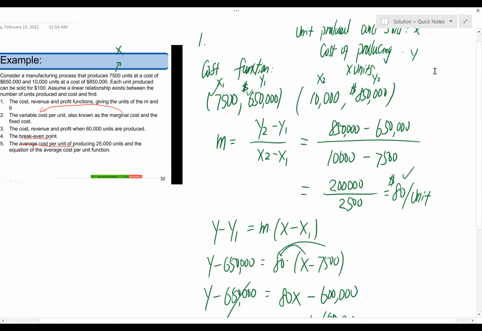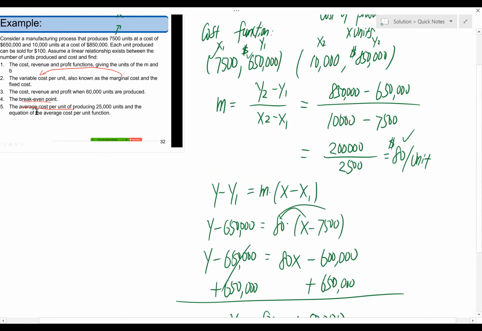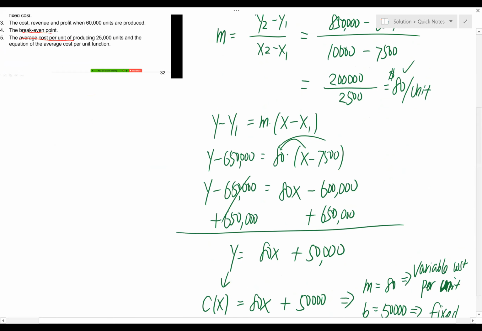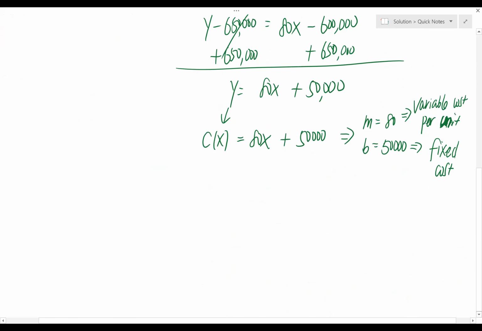Actually, the revenue function is slightly more straightforward because they tell us that each unit is sold for $100, right? So the revenue function should be $100 per unit. We have x units, so 100 times x. And for this revenue function, the slope is 100. And the y-intercept b is 0, meaning there's no revenue when 0 units are produced. That makes sense. If you sell no products, you do not get any revenue, right? So when x equals 0, b equals 0, meaning no revenue when 0 units are sold.